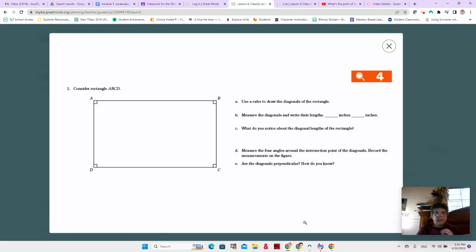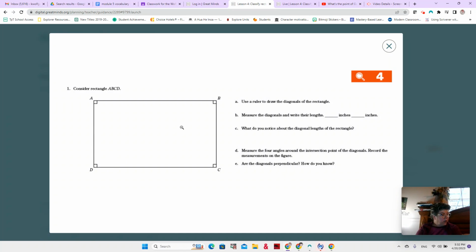Okay, here we are. We're going to look at some rectangles because remember we're looking at rhombuses and rectangles in this lesson. And is this figure a rectangle? Well, yes, but how do we know? It's a quadrilateral and it has 4 right angles.